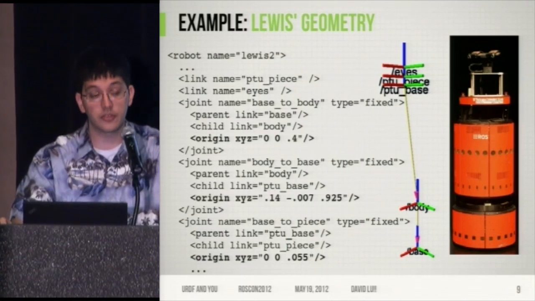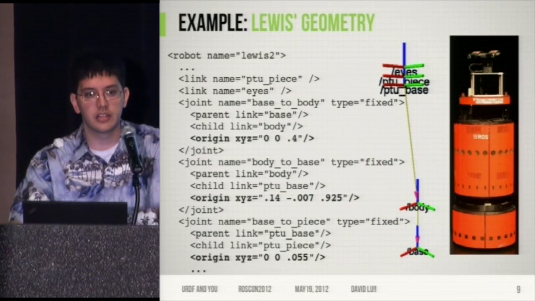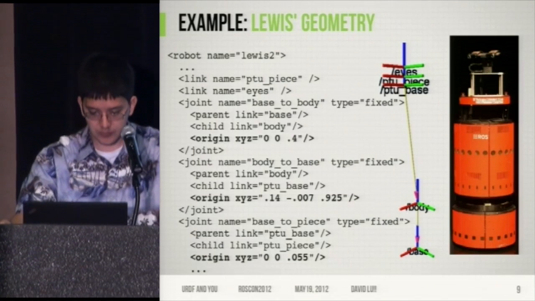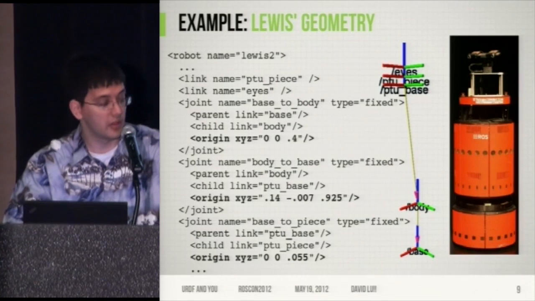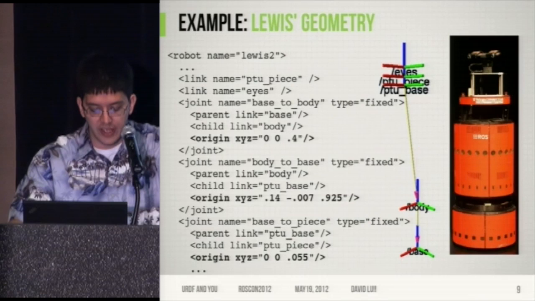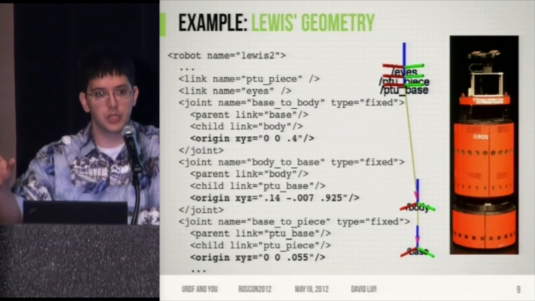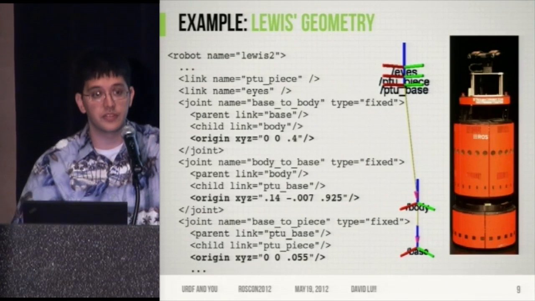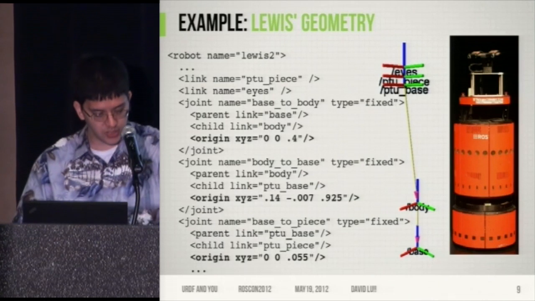So I do it in the reference frame of the parent link and that creates the reference frame for the child link. And so you can see that I've added the origin tag there for the XYZ offset to the PTU base. And then finally, we can do that again to specify that the middle part of the PTU is another 55 millimeters above that with the bottom origin tag that you see there.